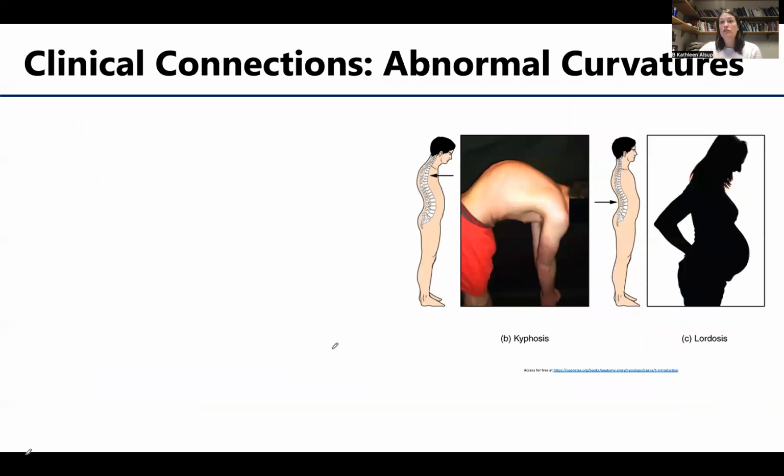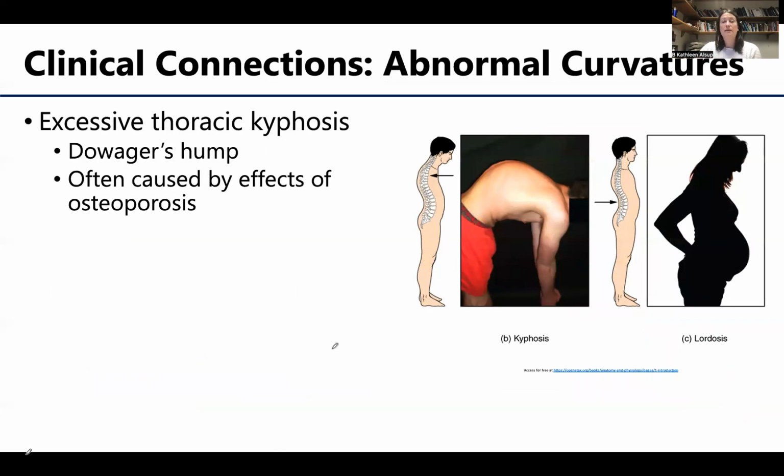Now, of course, you can have abnormal curvatures. Those that we just talked about are very typical. You want them to happen, but obviously these can be accentuated to a point where they become pathological. You can have an excessive thoracic kyphosis. Sometimes people just say kyphosis as a pathology, but generally it's really the excessive kyphosis. This sometimes is referred to as a dowager's hump or hunchback. Generally, we try not to use those terms anymore. We want to use the scientific terms.